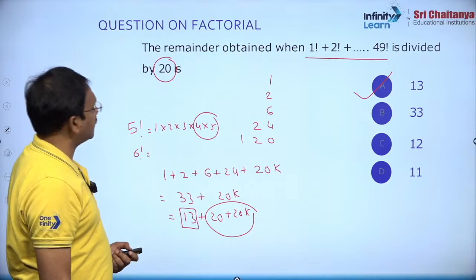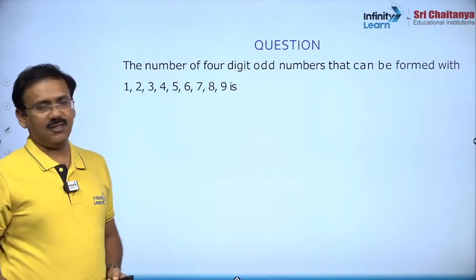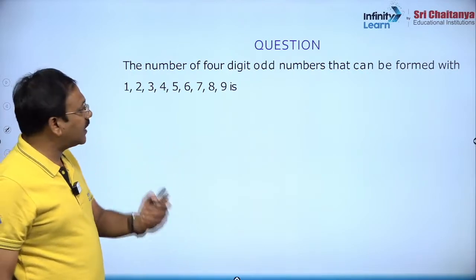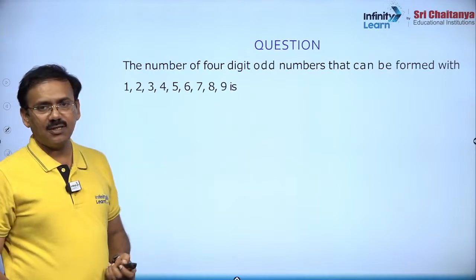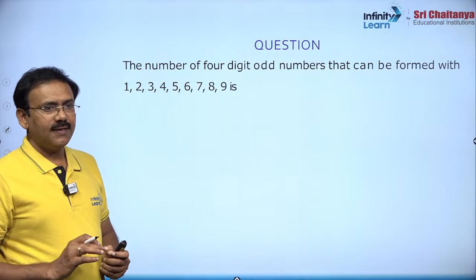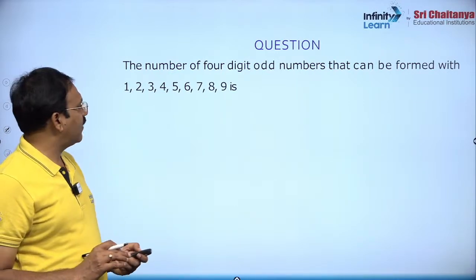Okay. Next, ये देखिए, you see permutation based questions. The number of 4-digit odd numbers that can be formed with these digits. You see, generally permutation means we can, can you repeat the concept once? Which concept? Ronak, the previous one?